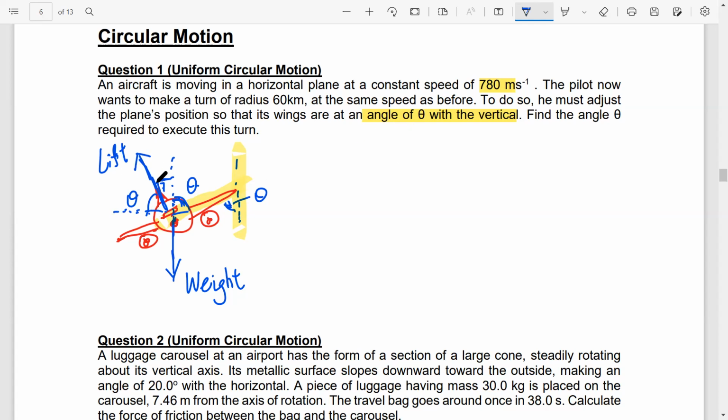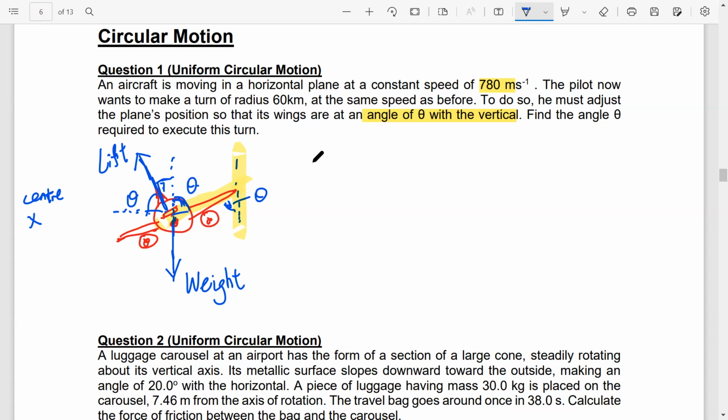Lift force is always perpendicular to the wings when you draw it. Now, in this free body diagram, where will be the center of the circle? Towards the left side, right? This is where the center is. Once you identify where the center is, your centripetal force will be directed towards the center. So you start by identifying the center of the circle.